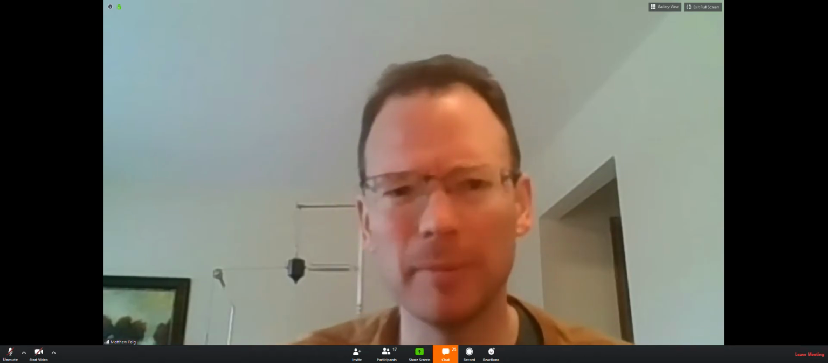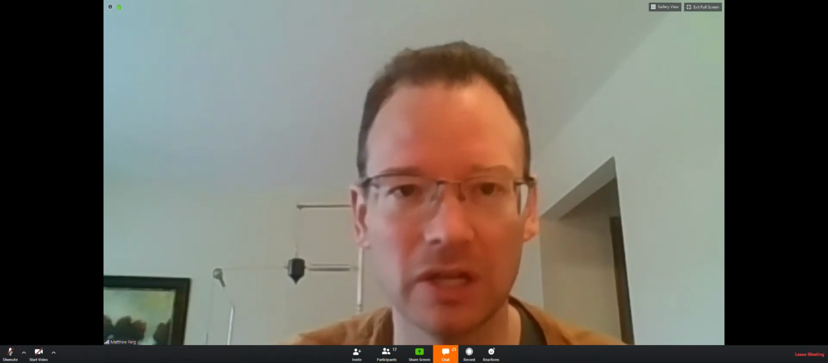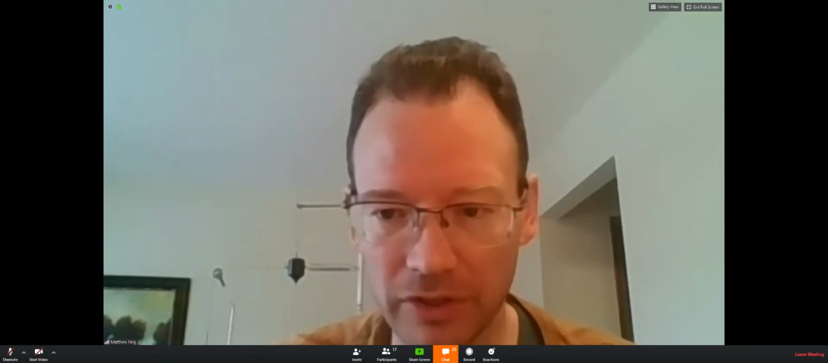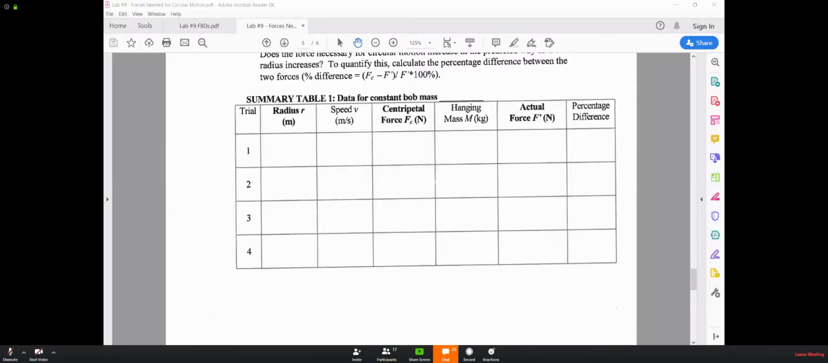I would expect maybe within about 5% error types of issues. One other thing I want to look at here, just to solidify this. So, the radius is bolded, centripetal force, FC is bolded, actual force, F prime is bolded. Those are the core data. And then I guess percent difference could basically be bolded again.